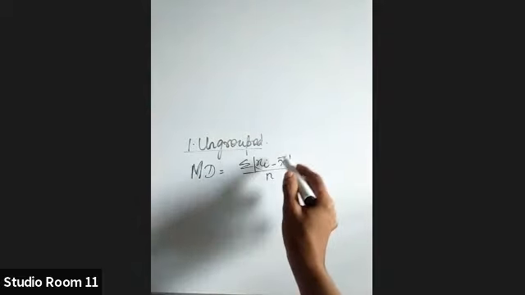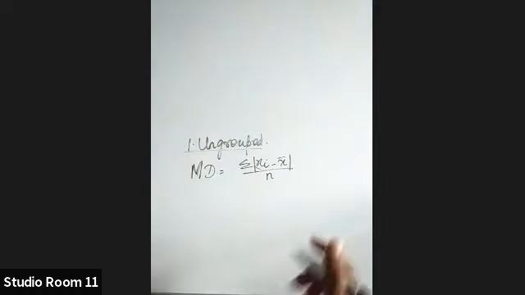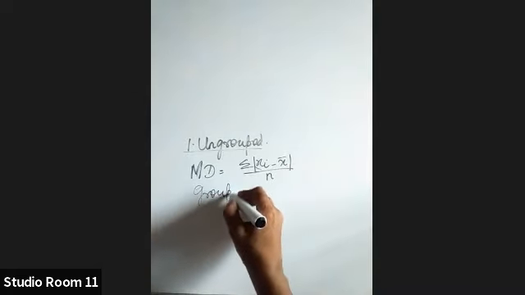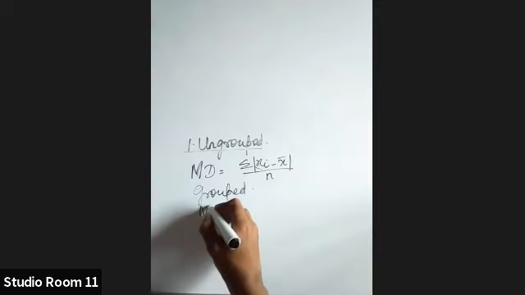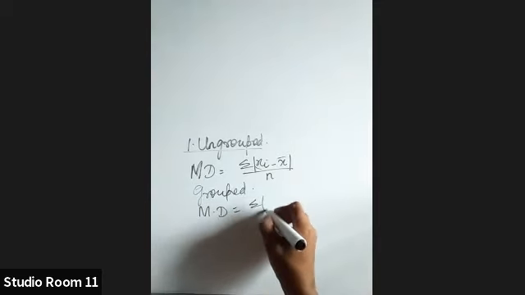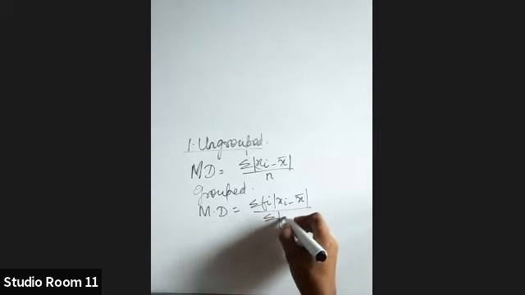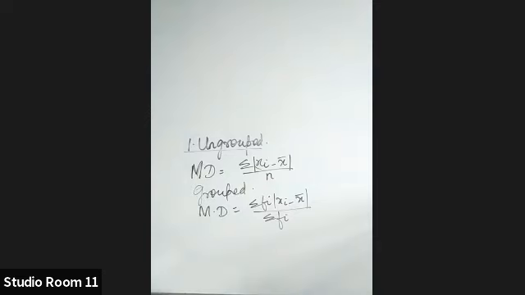So first we have to find the mean. After finding the mean, we will check how much it is deviated. And for grouped data, the mean deviation is given by sigma fi into modulus of xi minus x bar by sigma fi. This is about mean deviation.